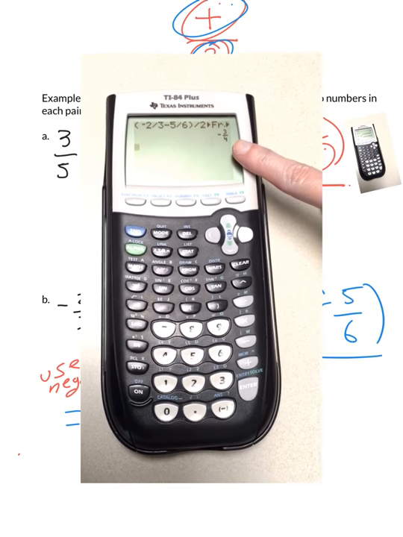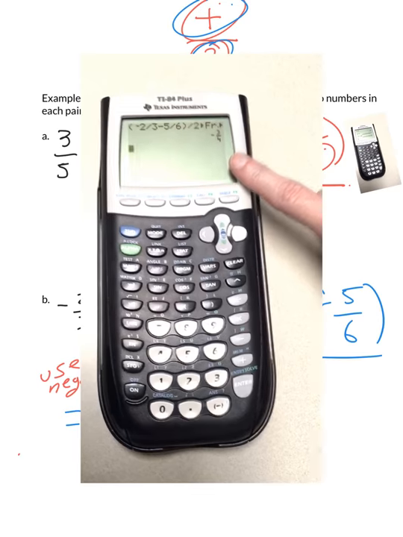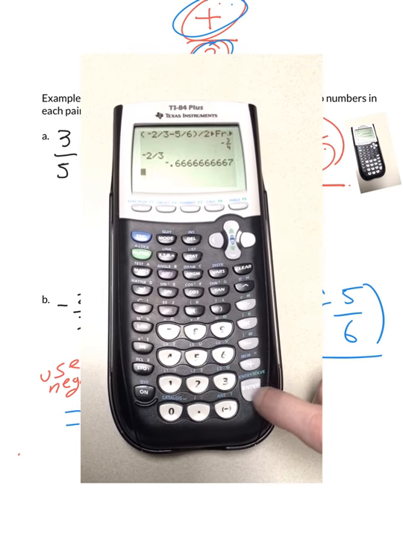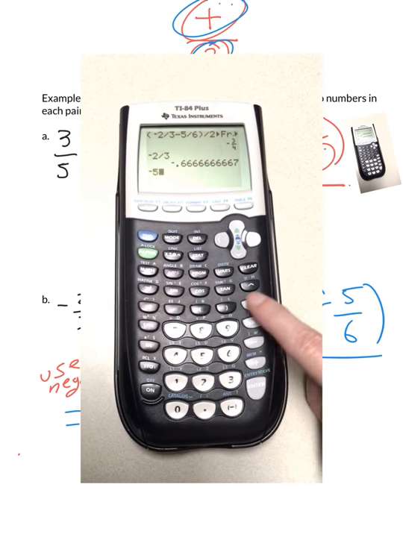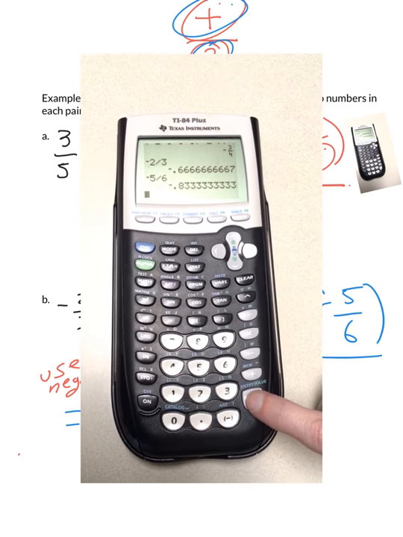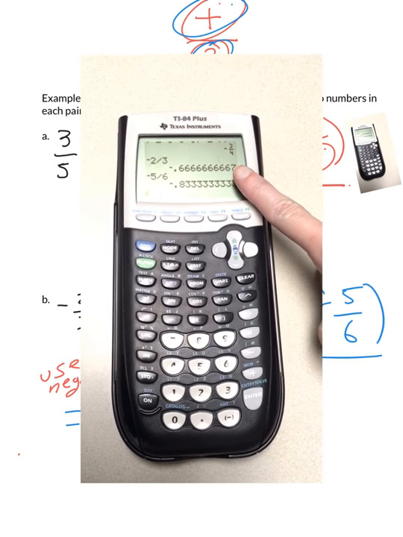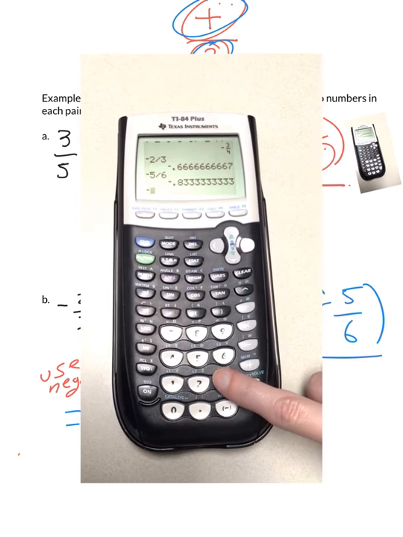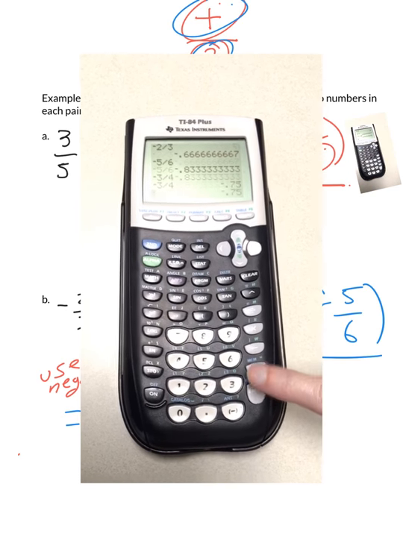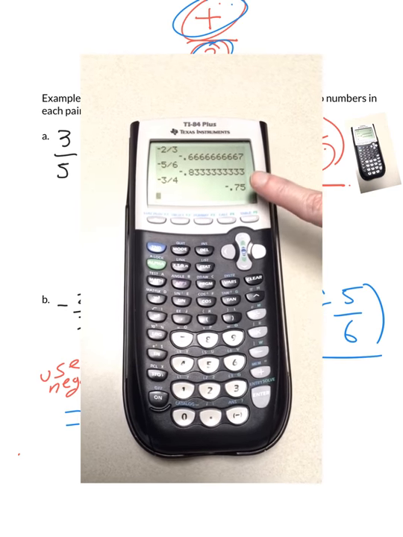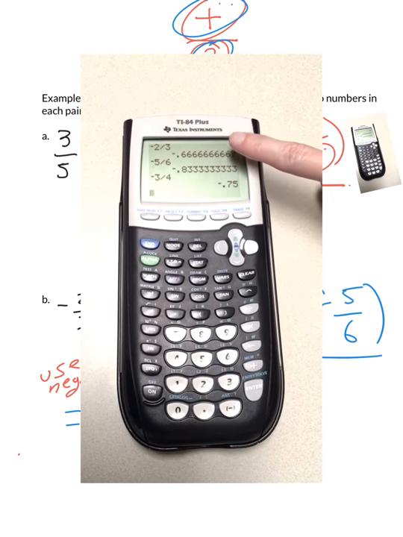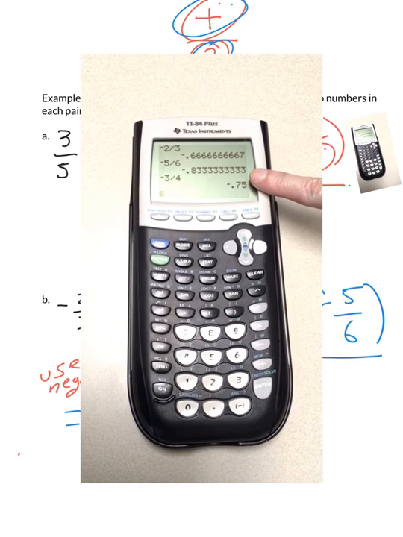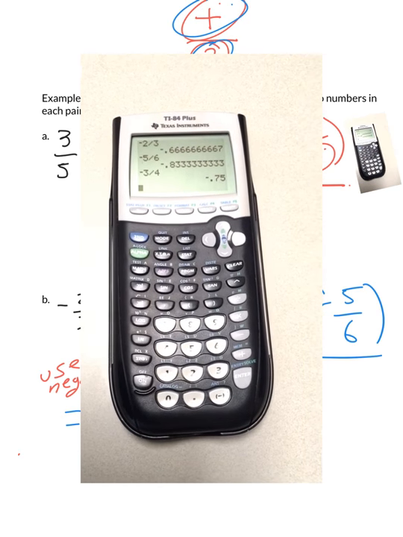If I wanted to check to make sure my answer seems reasonable, negative 2/3 was one of the original numbers they gave to us. Negative 5/6 was another number they gave to us, so negative 0.6 repeating, negative 0.83 with the 3's repeating. We're saying the answer is negative 3/4. And yes, that seems reasonable that negative 0.75 would be halfway between negative 0.6 repeating and negative 0.83 with the 3 repeating. So negative 3/4 final answer.